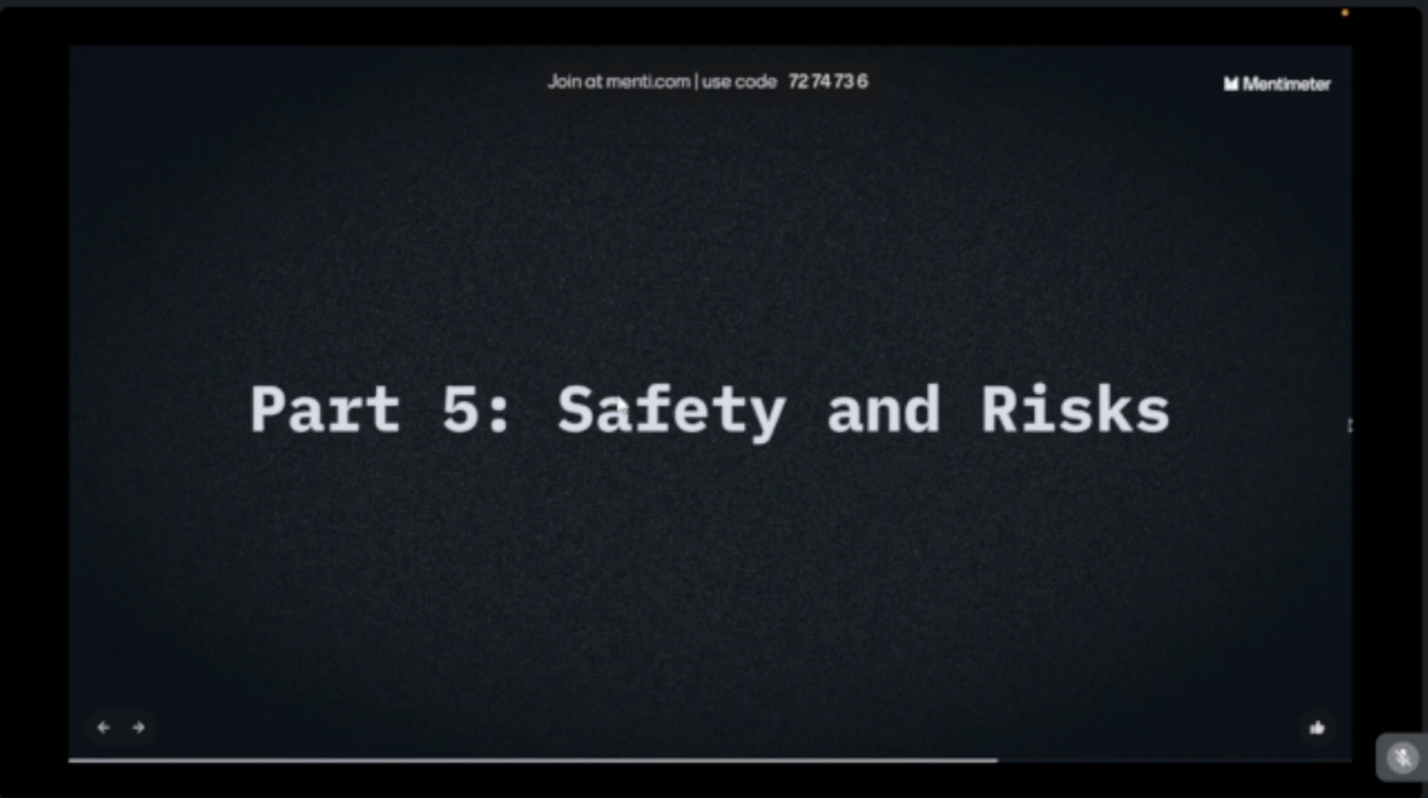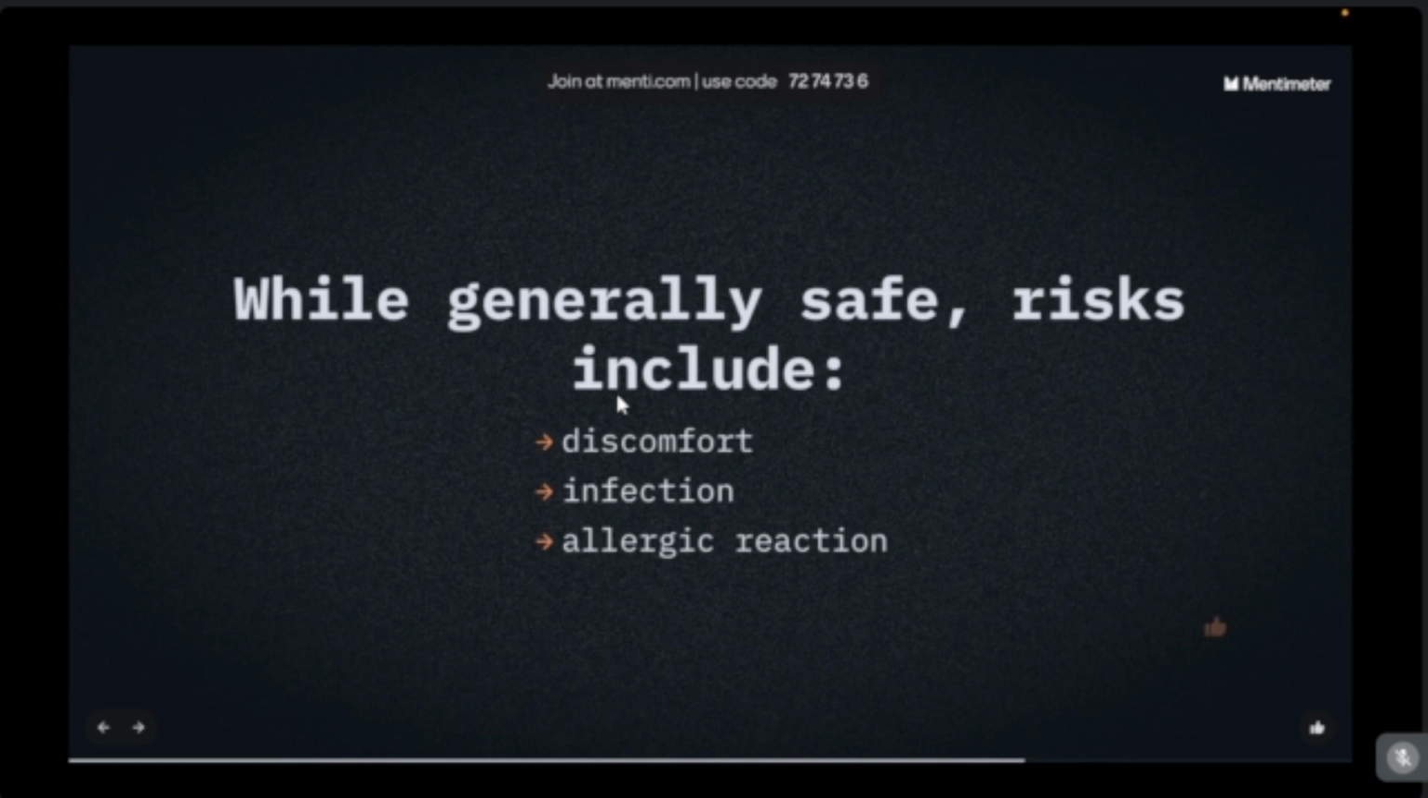Now we arrive to part 5 of this presentation, and we'll talk about the safety and risks. So this procedure is generally safe, but we can have some risks that include discomfort, infection, or allergic reaction to the contrast medium.